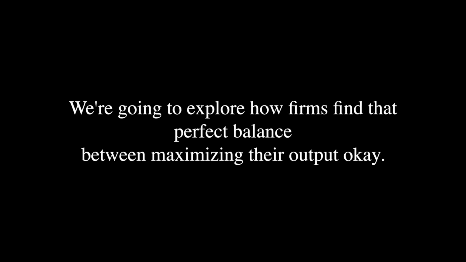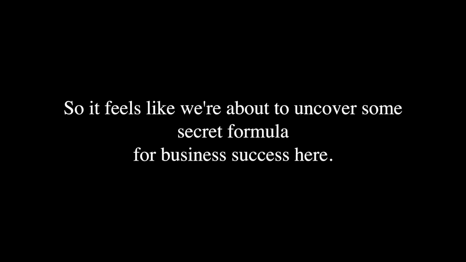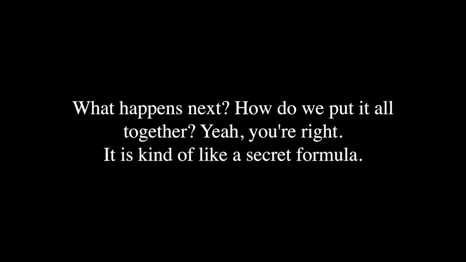Precisely. Okay, so how do they actually put this all together to make real-world decisions? Well, that's the million-dollar question, and that's what we're going to unpack next. We're going to explore how firms find that perfect balance between maximizing their output and minimizing those costs. So we've got these two powerful tools, our isoquants and our isocosts. They're showing us all the different possibilities for output and then the limits that we face in terms of cost. It feels like we're about to uncover some secret formula for business success. What happens next? How do we put it all together?